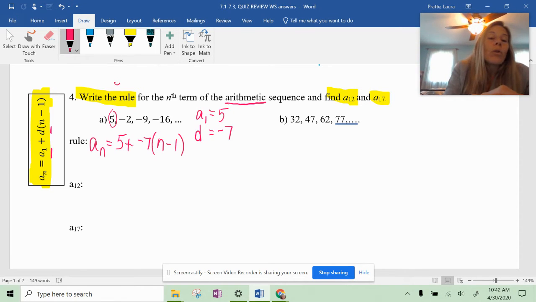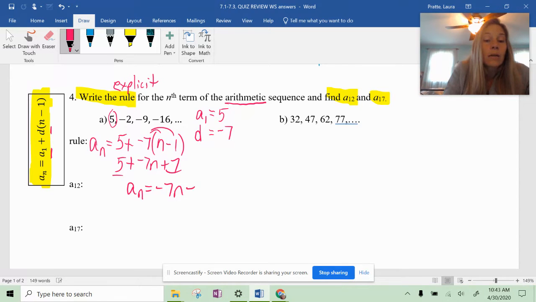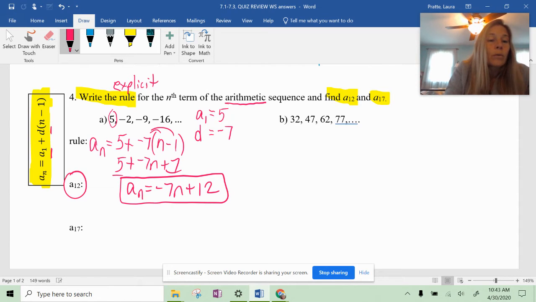And remember, these are all called explicit rules. That's not so important right now, but next week when we get into recursive, this way you'll know which one we're talking about. Okay, so if I distribute the negative 7, I get negative 7n plus 7. Then I'm going to combine my like terms. So my rule will be a sub n equals negative 7n plus 12. So that's my rule.